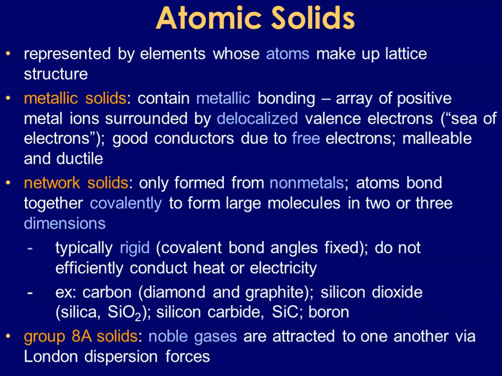We see them in carbon in the form of diamond and graphite. Silicon dioxide is another example, silicon carbide, as well as boron. And then the other atomic solid we're going to look at are your noble gas solids, group 8A solids.